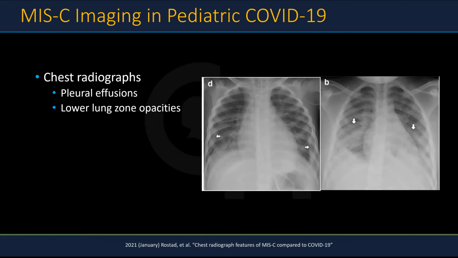Chest radiographs do have a bit more utility in MIS-C patients. Unlike COVID-19 patients, who are really characterized by a lack of pleural effusions, MIS-C patients often do have pleural effusions, and they also frequently have lower lung zone opacities. They may have an enlarged cardiac silhouette on chest X-ray, and that may be due to pericardial effusion or to cardiomegaly.